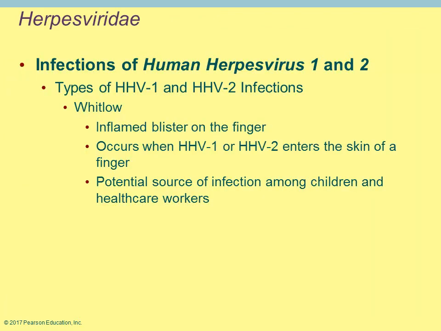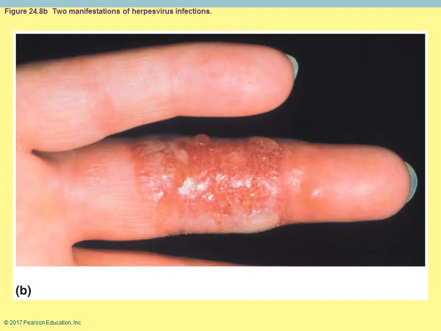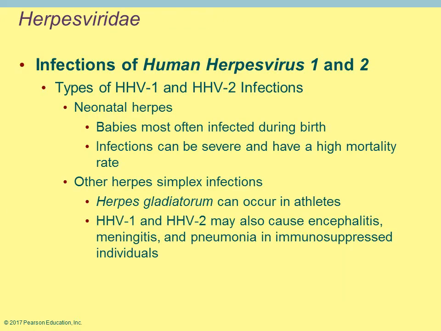Whitlow is when you have a blister that becomes inflamed on the finger. It can be caused by HHV1 or HHV2 when it's entering the skin. That's the point of entry. This tends to be more common in children and also, unfortunately, in healthcare workers. As you can see, the inflammation and swelling and lesions on the finger.